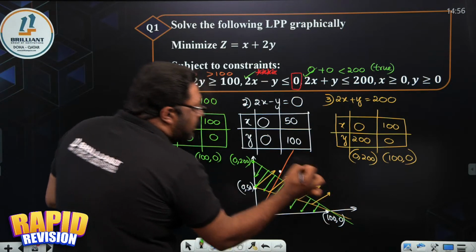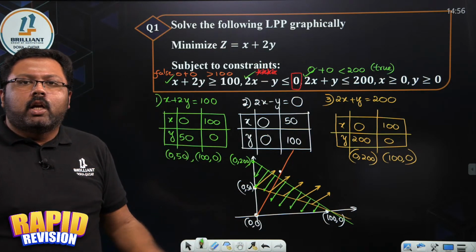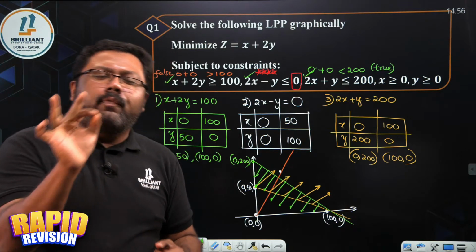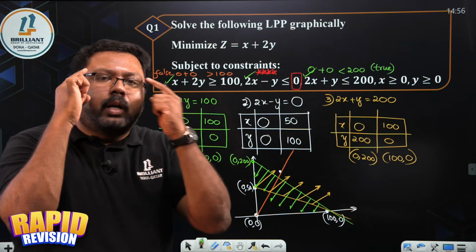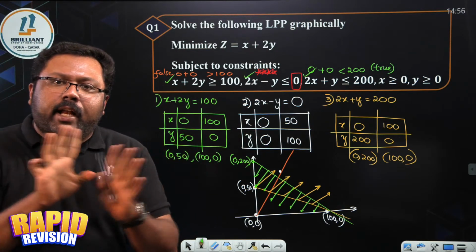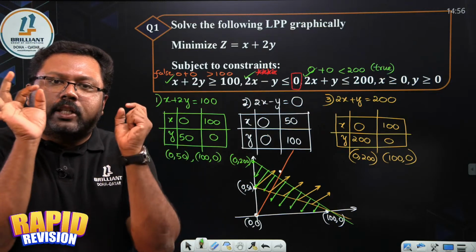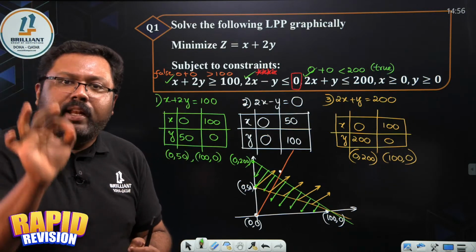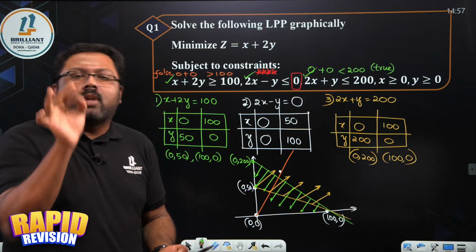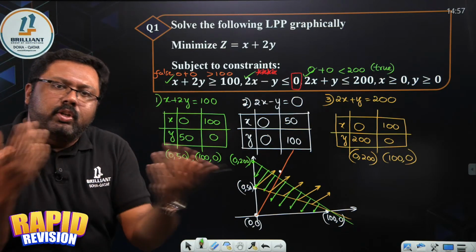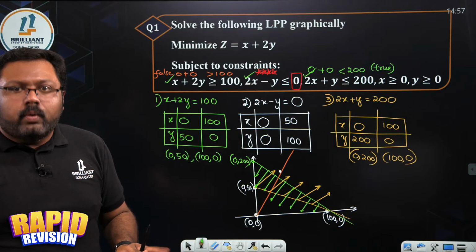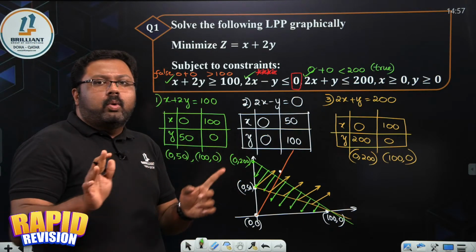Okay, and please make sure when you're shading this, you don't have to shade it very dark. Shade it very soft and preferably only visible to your eyes. Because these shadings are not important. The only shading that is important is the final feasible region. So you can shade this very softly, only visible to your eyes. Only you should know that there's a shading over there. Okay, got it? Don't make it too dark.